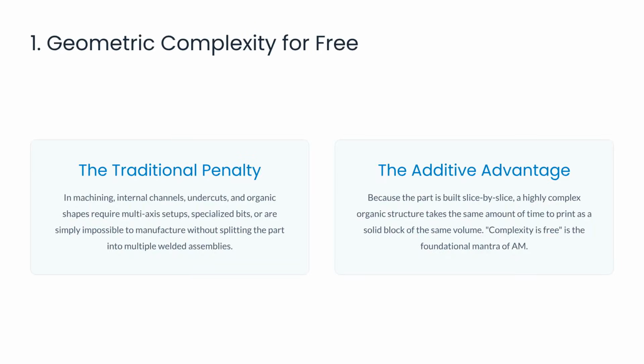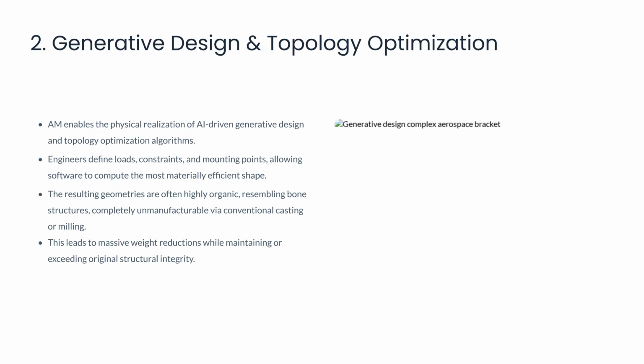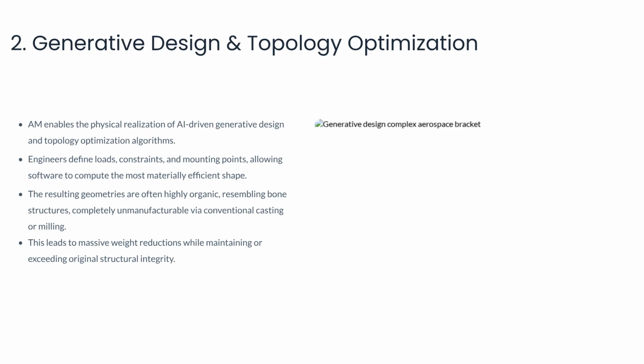A major advantage is that complexity is essentially free. While traditional machining struggles with intricate channels or organic shapes, additive manufacturing builds these structures just as easily as solid blocks. Additive manufacturing also enables generative design. AI algorithms can compute the most efficient, organic, bone-like structures that are impossible to produce with conventional casting or milling, leading to massive weight reduction.